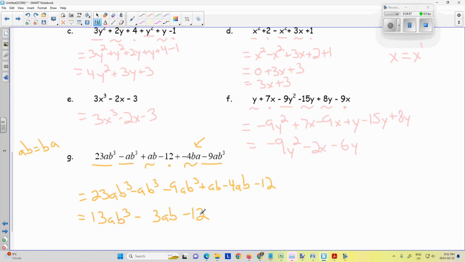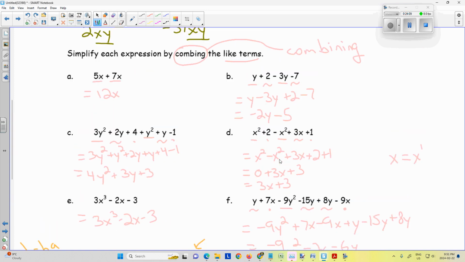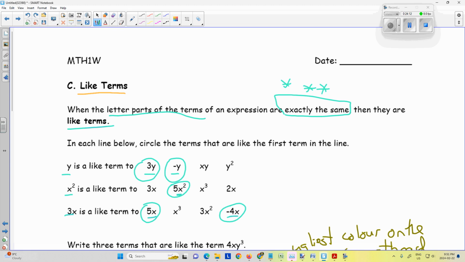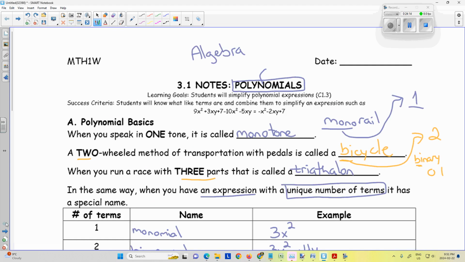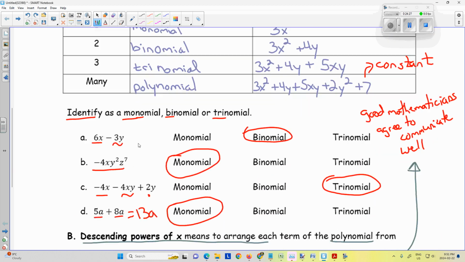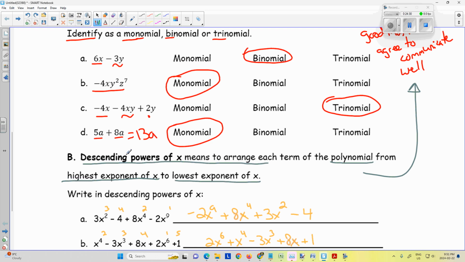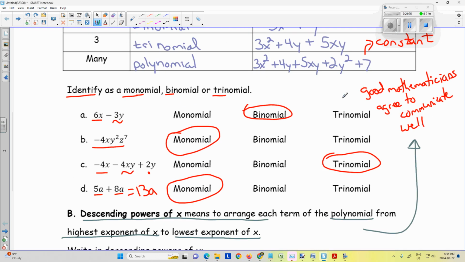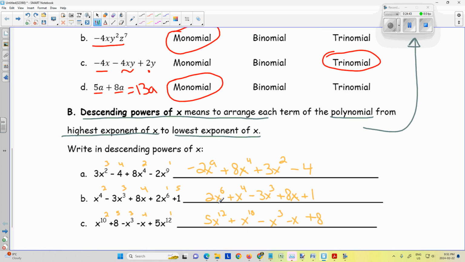There's our note for polynomials. Just a couple of things I just want to go over before I leave you. Polynomials. So we looked at the different polynomials. We've got monomials, binomials, and trinomials. The polynomials, if we don't know how many terms there are, if it's more than 3. We identified what these were. We talked about writing them in descending power of x's. So this is where we, as good mathematicians, right? This is really important. Good mathematicians agree to communicate well. So we're going to write them in descending order.